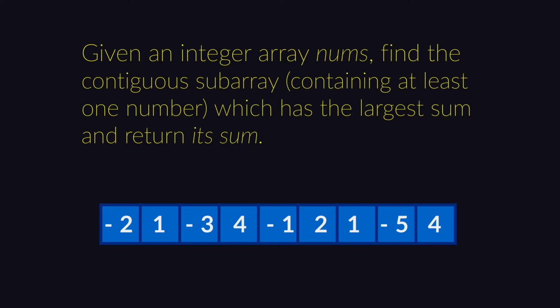Suppose you have an array with these elements. What is the maximum sum possible in the subarray? In this example, this is the maximum sum of subarray possible, which is 6. There are no other sequences in the array whose sum would be greater than 6.